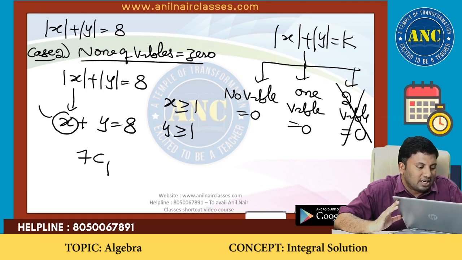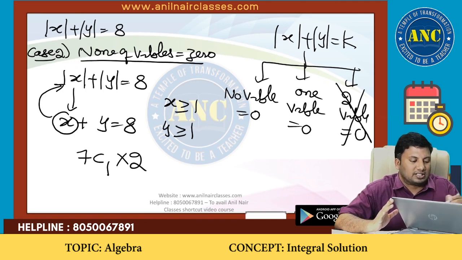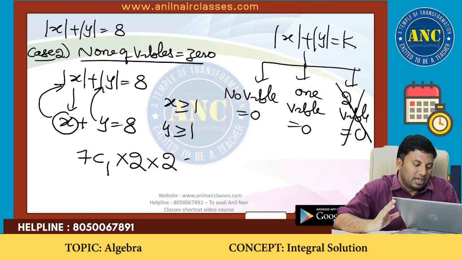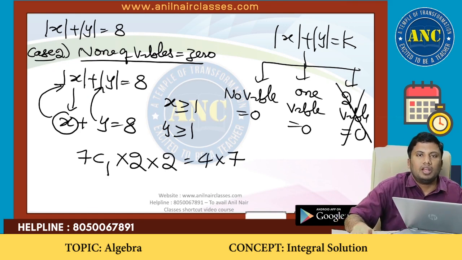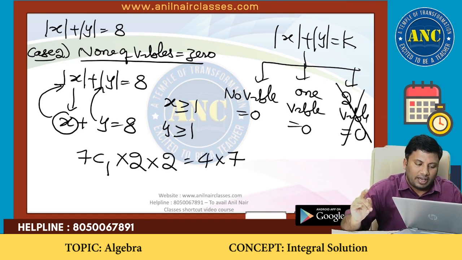This is x. Inside plus, inside minus, into 2 cases. Inside plus, inside minus, into 2 cases. So it is 4 into 7. I hope it is clear.